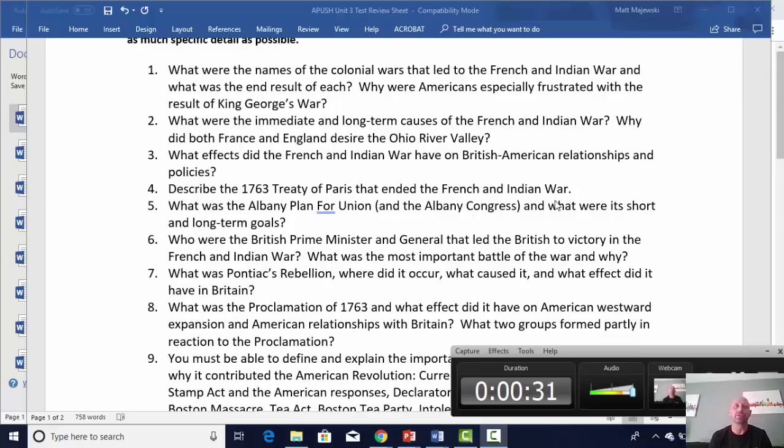Number one, what were the names of the colonial wars that led to the French and Indian War, and what was the end result of each? All right, well, this is easy. Queen Anne's, King William's War. We've got King George's War as well. All of these are France versus England with various allies. In all of them, the British are able to defeat the French. So each time the British get an advantage over the French and are able to claim victory.